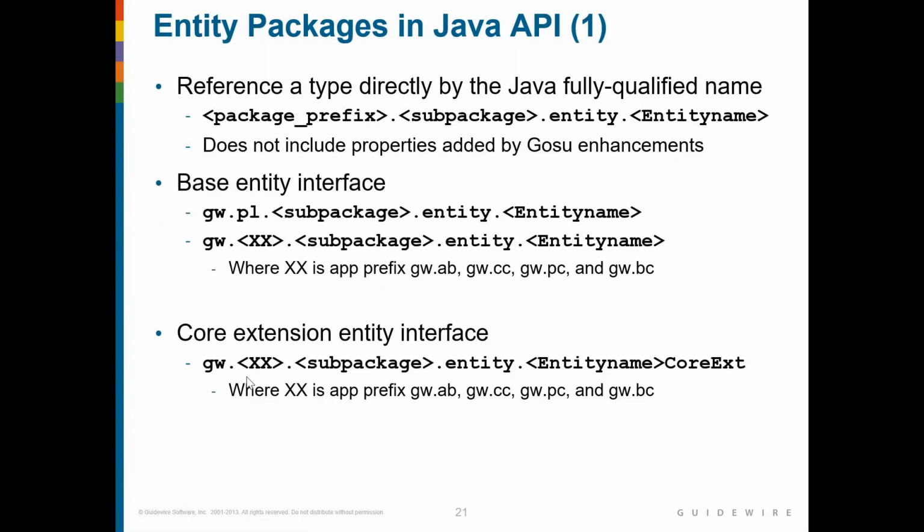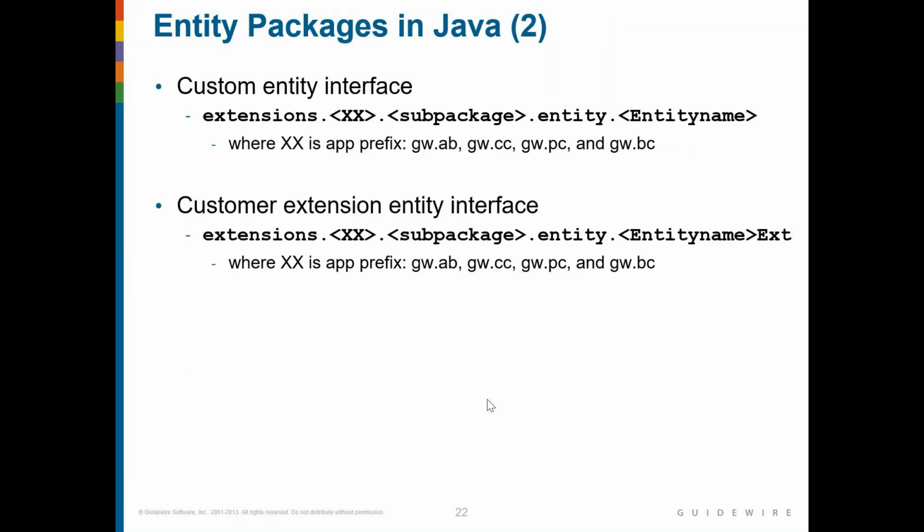And here they are just saying how to reference a type from a directory: the package prefix, sub package, entity, and then the entity name. So gw dot subpackage dot entity dot entity name. This is all basic only, right?